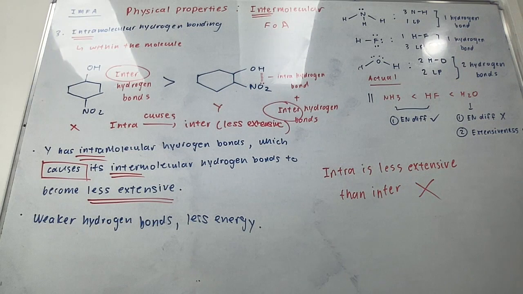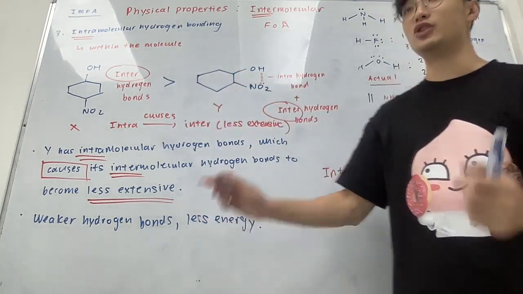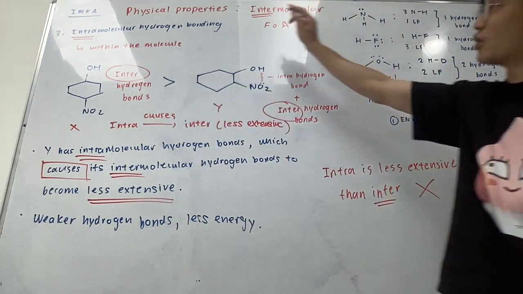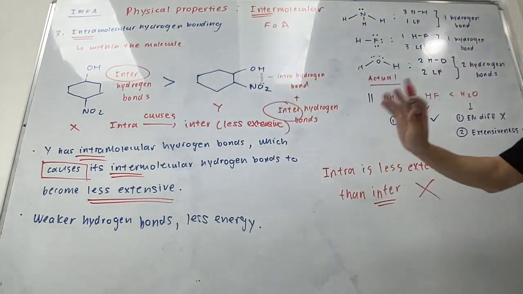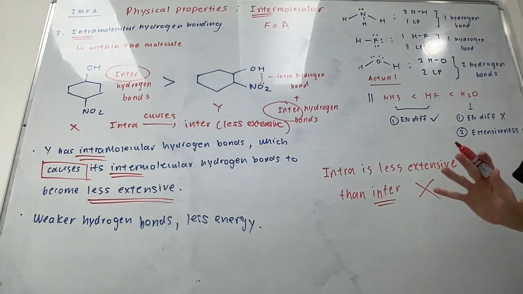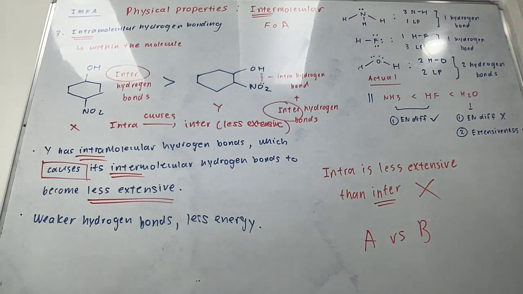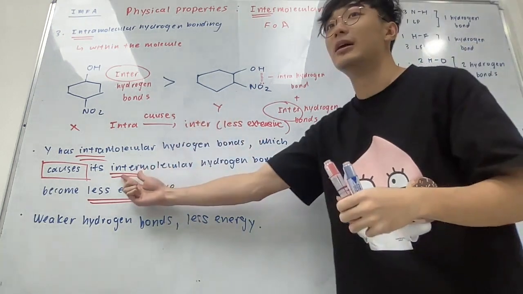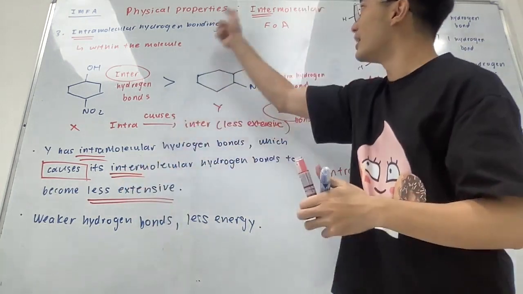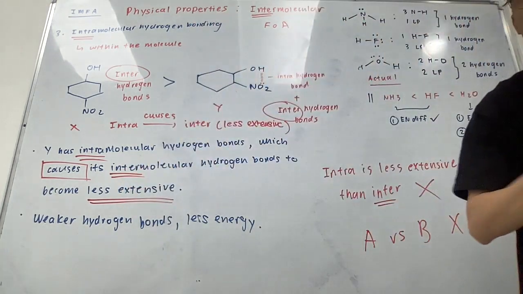Why is this wrong? Because you're not comparing intra versus inter. Every molecule has intermolecular forces. You must use it to explain your physical properties. Intramolecular does not explain its physical properties. So it's not an A versus B situation like here. No. It's an A causes B situation. That is the correct way of explaining it. You see that? So you are always leading back to inter, because inter is the only thing that allows you to explain its physical properties, not intra.